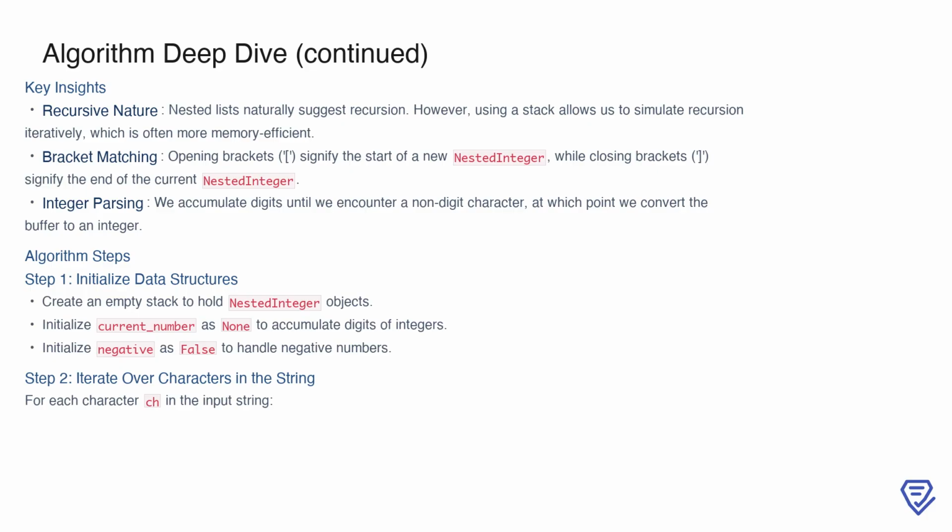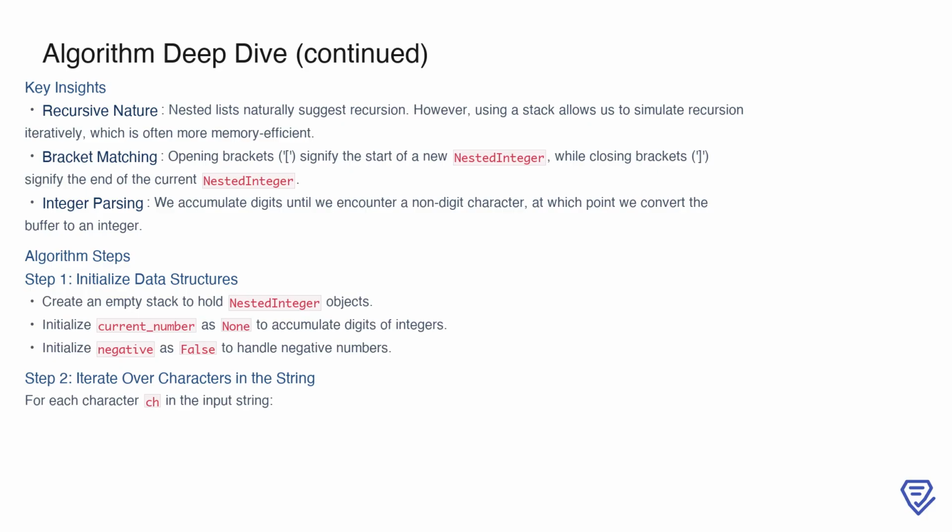While recursion could work, we can simulate it iteratively using a stack, which is often more memory efficient. Next, we interpret opening brackets as the start of a new nested integer, while closing brackets signal the completion of the current nested integer. Lastly, when parsing integers, we accumulate digits into a buffer until we encounter a non-digit character, at which point we convert the buffer to an integer.